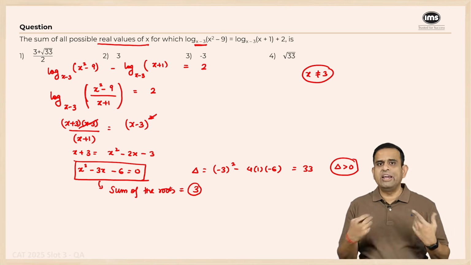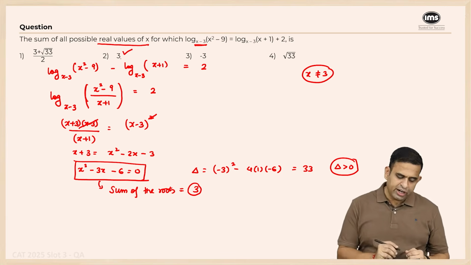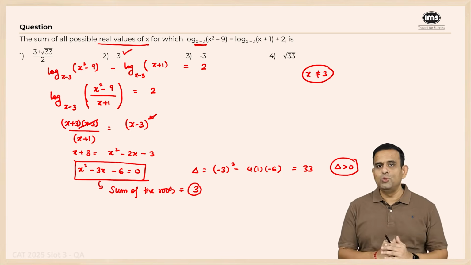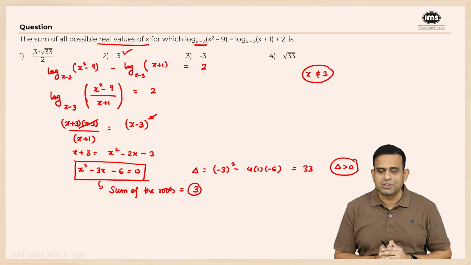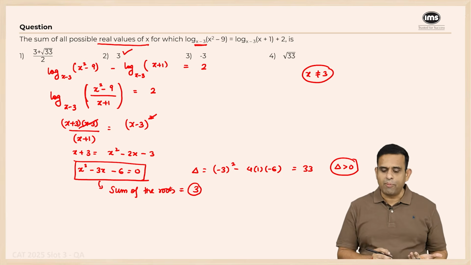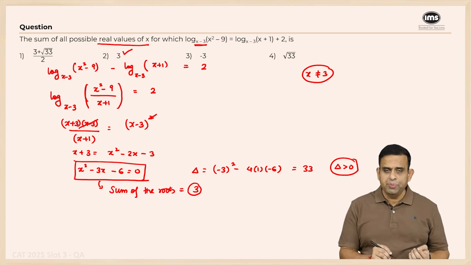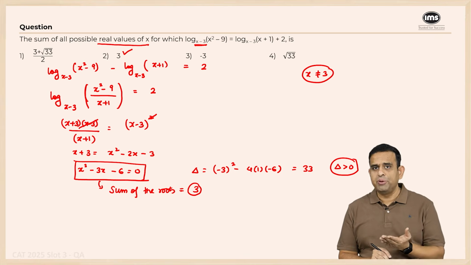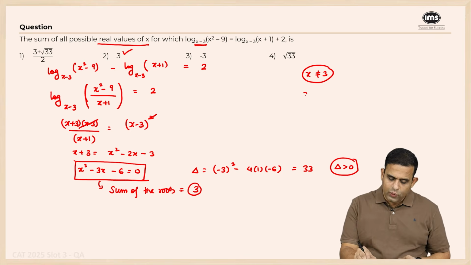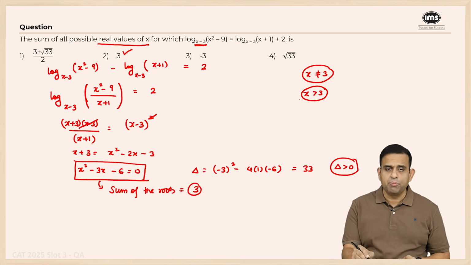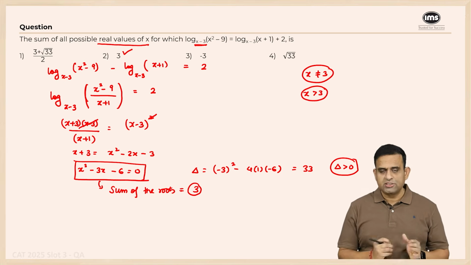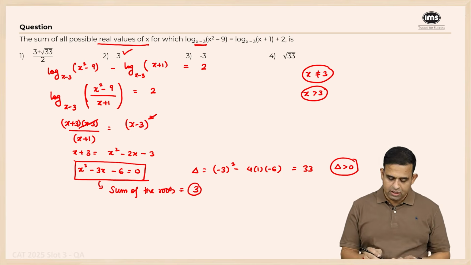And many of us again will be tempted to choose 3, which is option number 2, as the answer for this particular question. But what is the possible drawback? Understand, the value of x has to be not equal to 3, and x has to be more than 3, because the base should not become negative as well. So x has to be more than 3 is also a very, very important criterion, not just the real values over here.